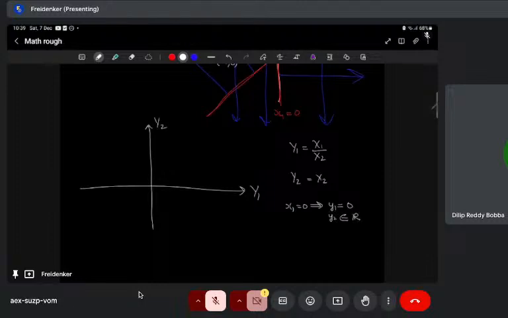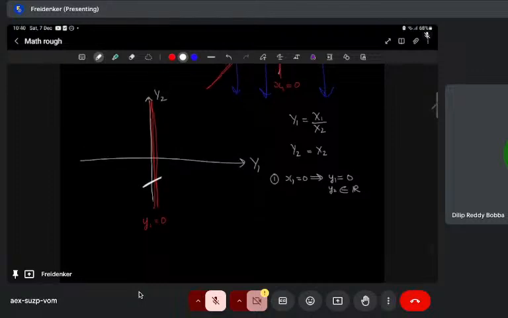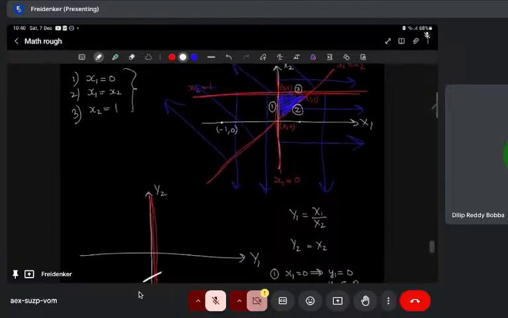If x1 is 0, what does this mean? It means I have to plot y1 equal to 0. Where is y1 equal to 0? y1 equal to 0 is here. So how did I get y1 equal to 0? I got it from line number 1. So my first line got transformed into this one. I'll call this line number 1, or else I can mark it. In the PPT, they just marked it this way. Now we'll go to line number 2, x1 equal to x2.